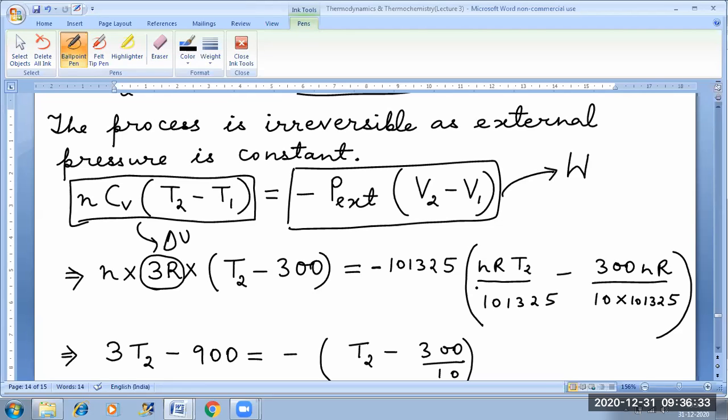Sir, we can find out T2 by using P1 by T1 is equal to P2 by T2. How? That is only when the volume is constant. Here expansion is taking place. The volume is not constant, right? Oh, right, sir. We cannot use that formula. So the volume is not constant because expansion is taking place.